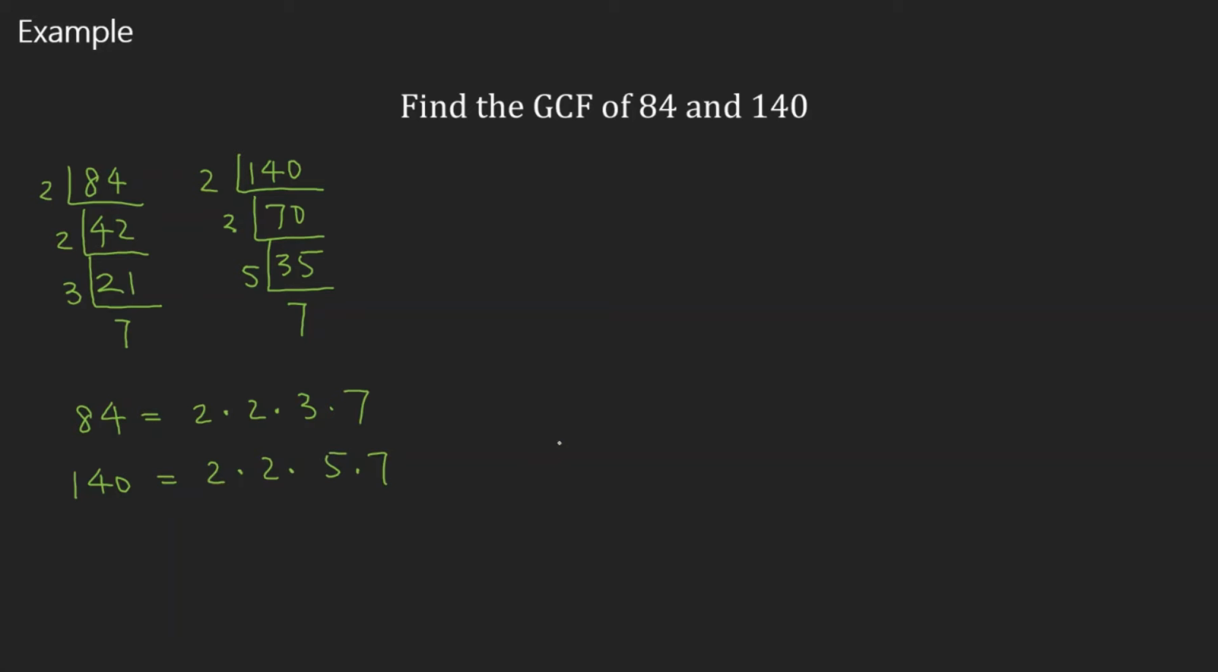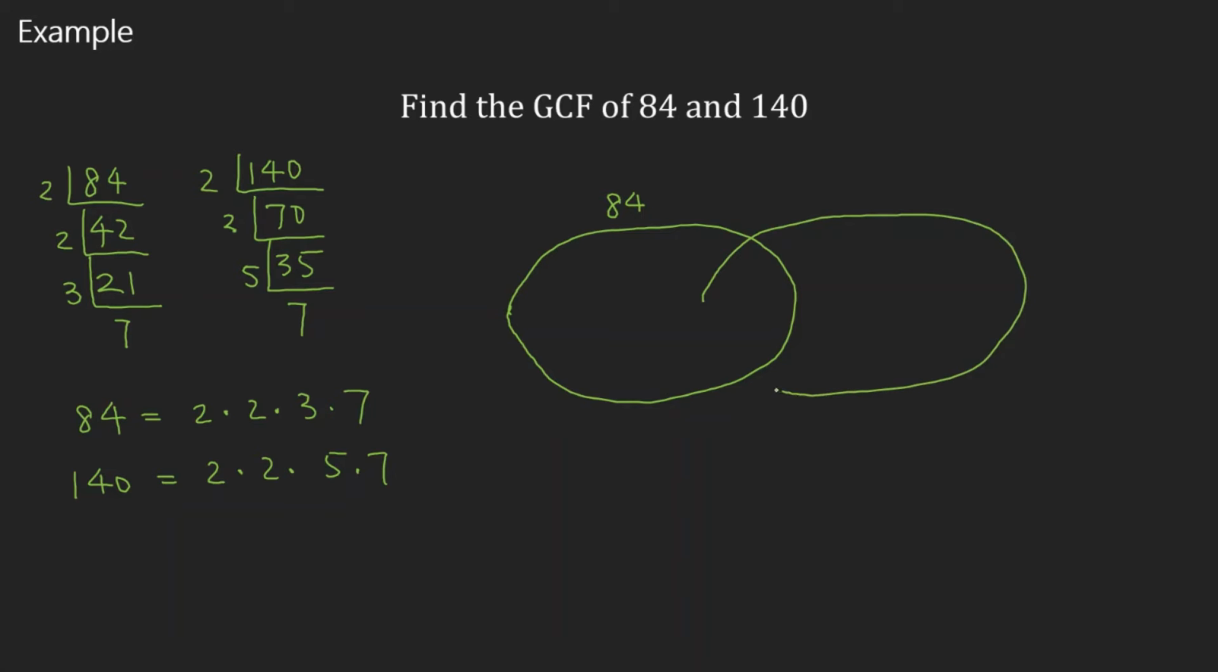Okay. Now let's use Venn diagrams to illustrate all these prime factors. Let's first have one circle that represents the number 84. So all the prime factors of 84 will go under this circle. Now let's have another circle that represents the number 140. So similarly, all the prime factors of 140 will go under this circle. There's an overlapping region between these two circles, and that means that all the factors that are common in both numbers will be appearing here.